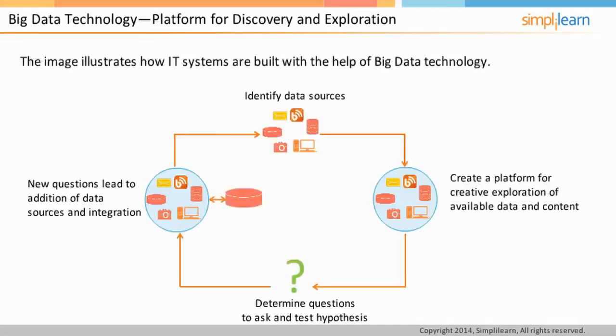The image illustrates how IT systems are built with the help of big data technology. At the onset, the initial data sources are identified. The IT team creates a platform for creative exploration of available data and content. The business team determines the questions to ask and tests their hypothesis. Any new question leads to the addition of data sources and integration without the need to redesign and rebuild the platform. In the next screen, we will discuss the capabilities of big data technology.